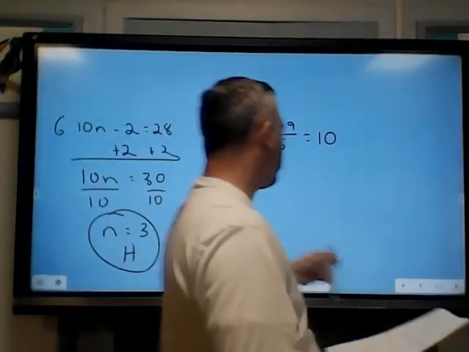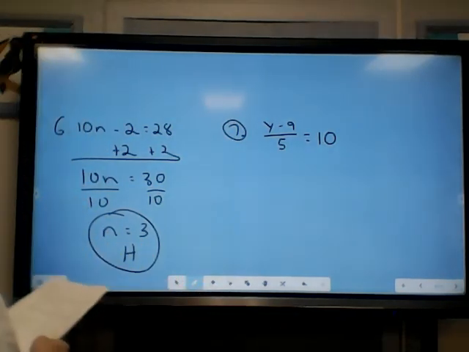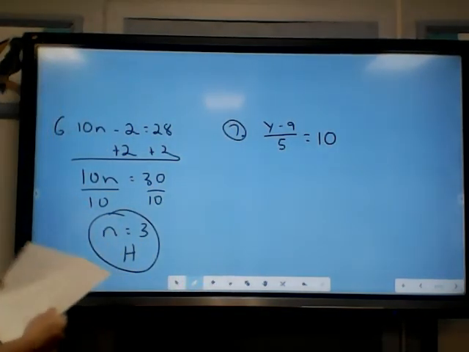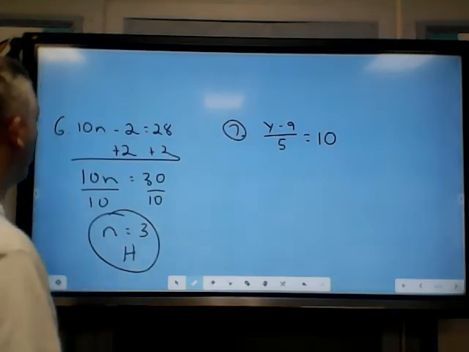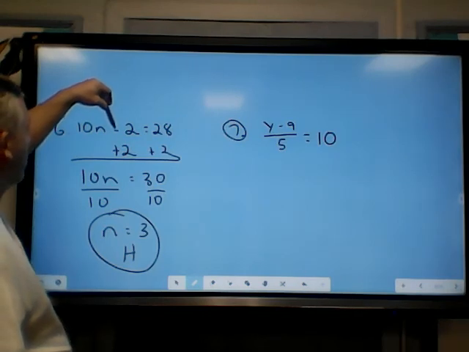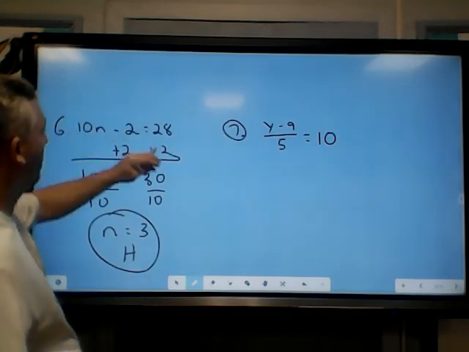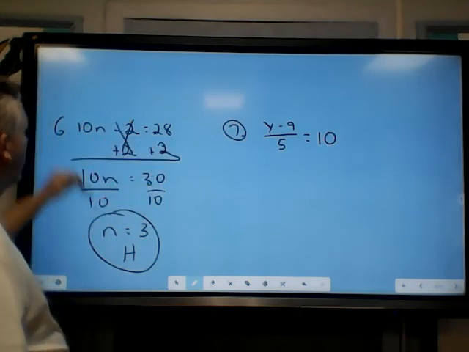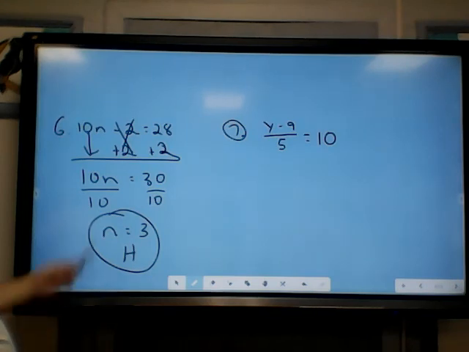Now move on. Remember, you can pause this anytime you want and analyze it and study it to make sure you get it right. Now move on to 6 and 7. 6 is not on the test, but I'll show you how to do a two-step equation. Remember, you always do the opposite or inverse of the subtraction and addition first. Since it says to subtract 2, we add 2 to both sides. So that goes away. 28 plus 2 is 30. The 10n drops down.